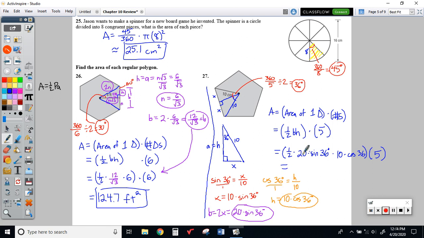So this is going to be 200. I'm not going to try to do that in my head. So let's make sure your calculator is in degree mode for this. Just double check that it's not in radian mode, but is in degree mode instead. And then type that all into the calculator. So I'm typing in 1/2 times 20 times sine of 36 times 10 times cosine of 36 times 5. And doing that gives me the answer that matches up with what I see on the handwritten key, 237.8 rounded off to the nearest tenth. So that'd be in centimeters squared.